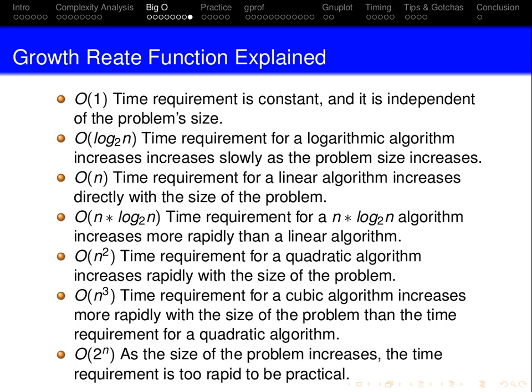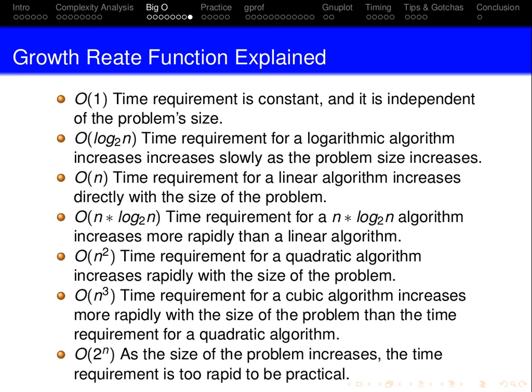All right, let me explain what these functions are, because you'll probably be seeing these a lot. O of 1, the time requirement is constant and independent of problem size, aka it takes the same amount of time whether n is a million or 2. That is a great algorithm, but very few actually can achieve that efficiency.